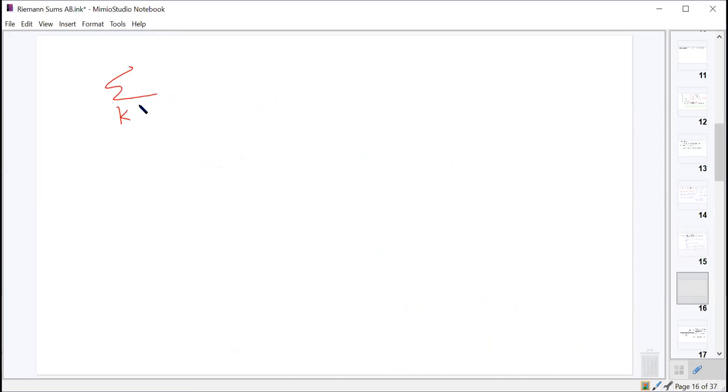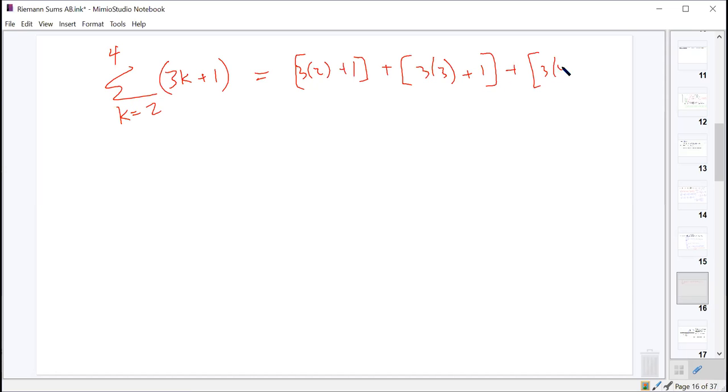So let's look at the sum from, this time just for fun, we're going to start at k equals 2 and go to 4 of 3k plus 1. So what do you think that should look like? What should the first term of that be? 3 times 2 plus 1. Right, should be 3 times 2 plus 1. And then we will add to that 3 times 3 plus 1. And we will add to that 3 times 4 plus 1. Everybody good with that? Good. And we could obviously go in and figure out what that is.